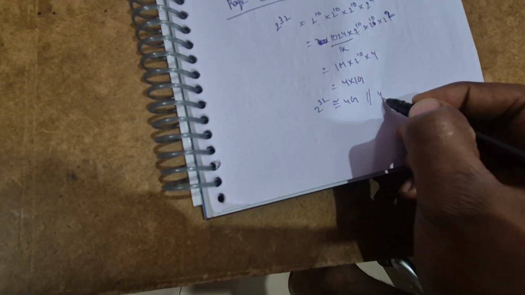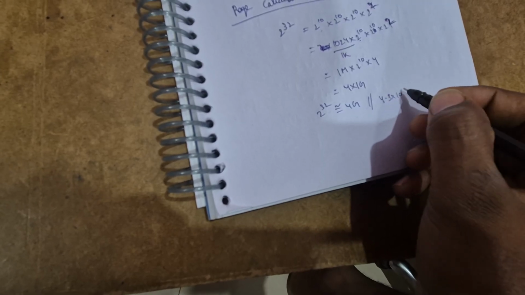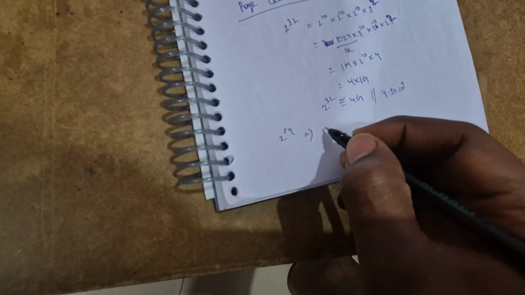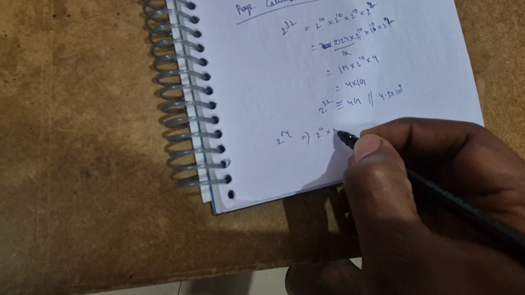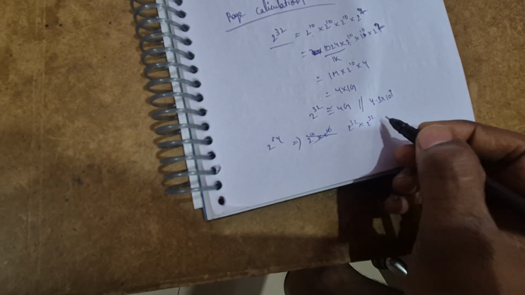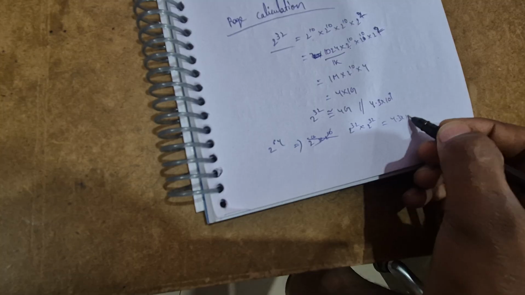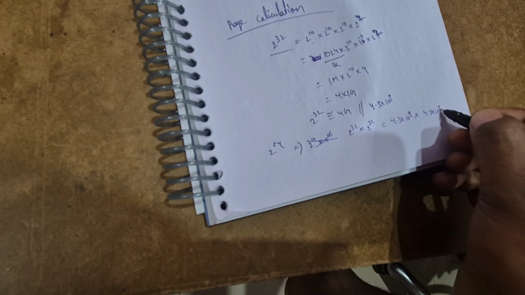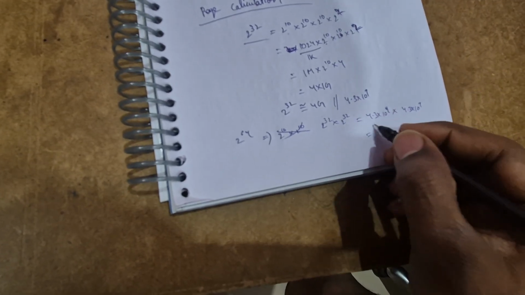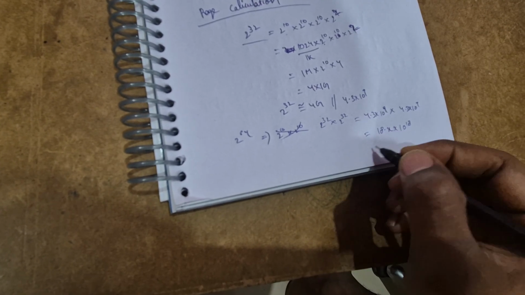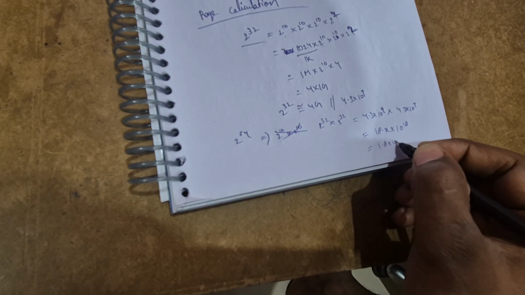or 4.3 into 10 power 9. Let's suppose 2 power 64. No need to calculate 2 power 10 into 2 power 10, as we already know 2 power 32. Then 2 power 32 into 2 power 32 is simply 4.3 into 10 power 9 times 4.3 into 10 power 9. Okay. How much? 18 point something into 10 power 18, that equals 1.8 into 10 power 19.